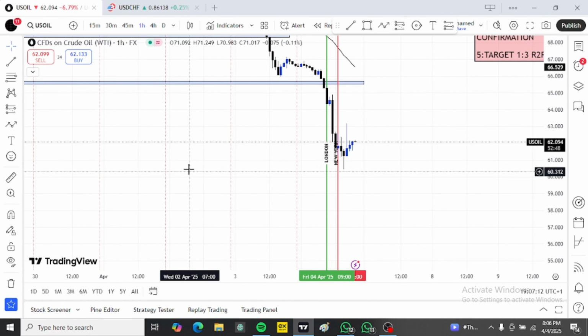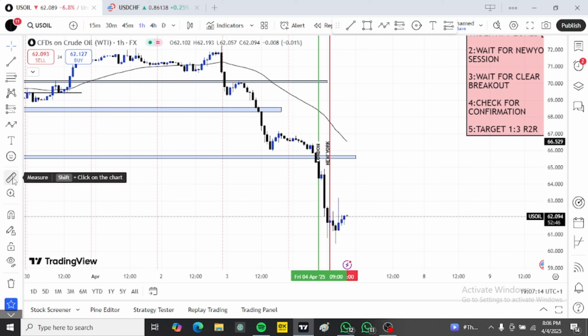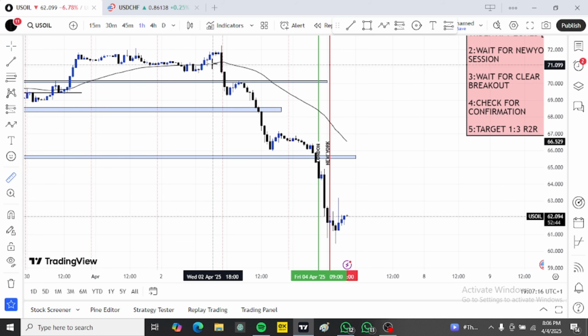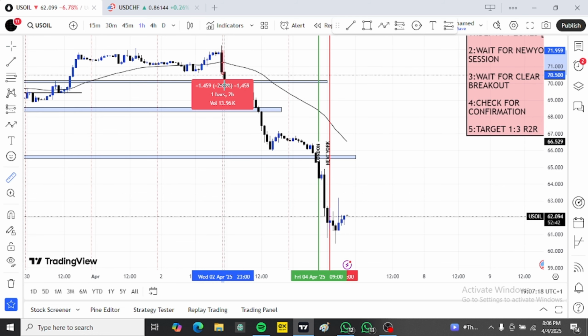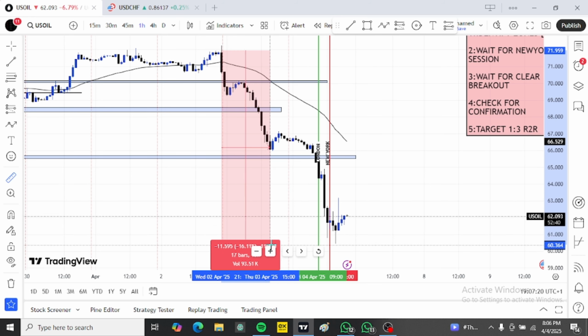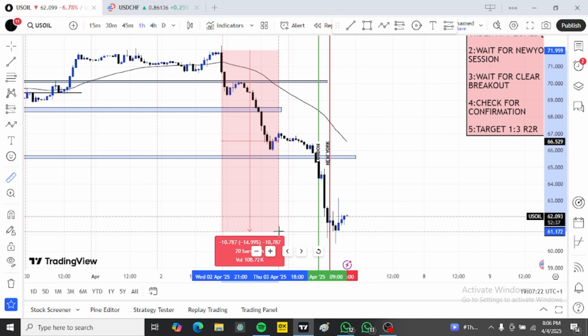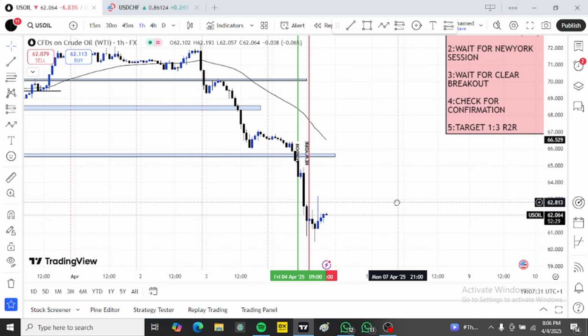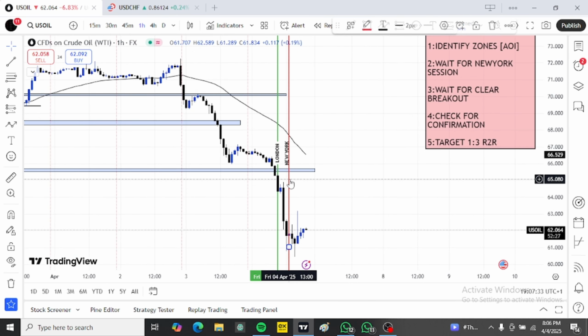Let's calculate the pips. If you want to calculate your pips, you go to this ruler sign here, click on it, then you measure it. That's about 10,000 pips. Very, very good. If you're assuming that this is a lot of profit, that's 10,000 pips in just 2 days. That's a very, very big move in the forex market.